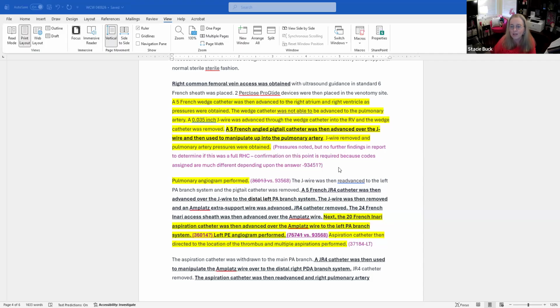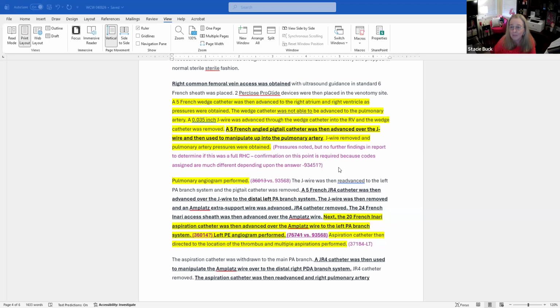Then you see when we go down to that second sentence, it mentions that the catheter was advanced over the J wire to the distal left pulmonary artery branch system. Then we go down further, and it says next, the 20 French Inari aspiration catheter was then advanced over the Amplatz wire to the left pulmonary artery branch system. Now here, we don't know if it went into, it says, the left PA branch system. Okay, but do I have enough detail here to know that it went beyond the left pulmonary branch itself?